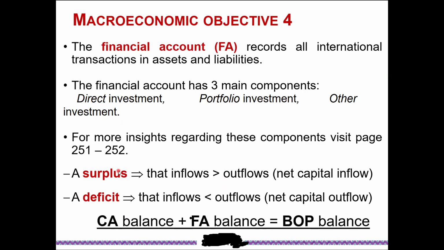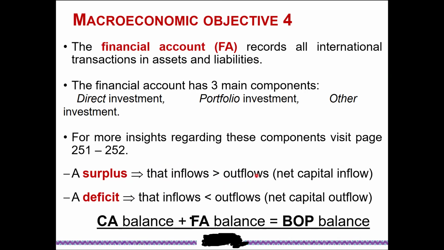So, okay. Also with the financial account, we can have a surplus or a deficit, right? We can have a surplus that will occur when the inflows are greater than the outflows, meaning that the investment from the US coming to invest in SA is greater than our investment in the US, right? Does it make sense? So the investment from the US, them coming to invest in us, which is the inflow, is greater than our investment in the US.